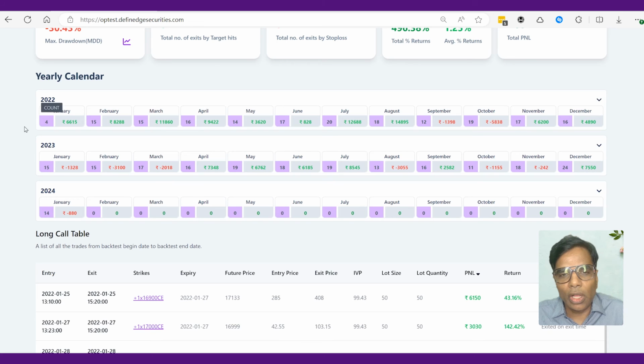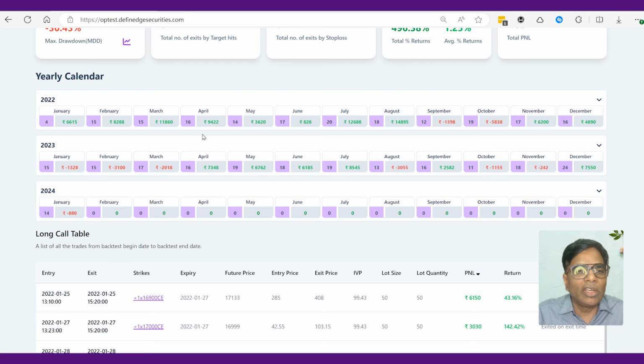Now we also show a yearly calendar where we break down all the trades into each month and each year, so that you know how they behaved in different months, because you know how the market was in a particular month. Was it bullish or was it bearish? Maybe that is why it gave good results in one particular month and bad results in another particular month.